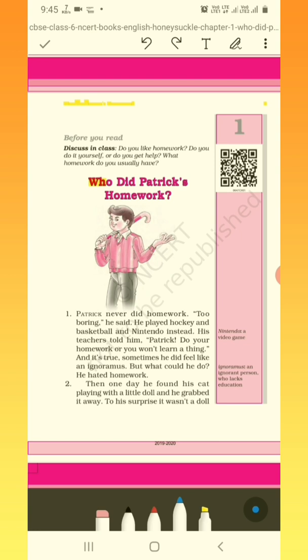Patrick never did his homework. Too boring, he said. He played hockey and basketball and Nintendo instead. His teachers told him, Patrick, do your homework or you won't learn a thing. And it's true. Sometimes he did feel like an ignoramus. But what could he do? He hated homework. Then one day, he found his cat playing with a little doll and he grabbed it away. To his surprise, it wasn't a doll.